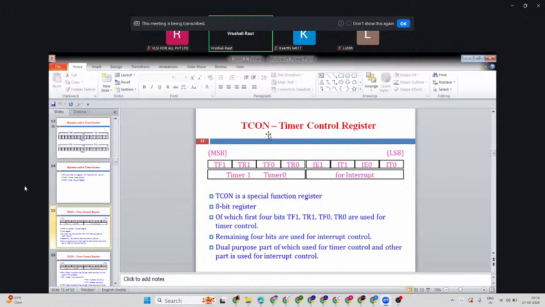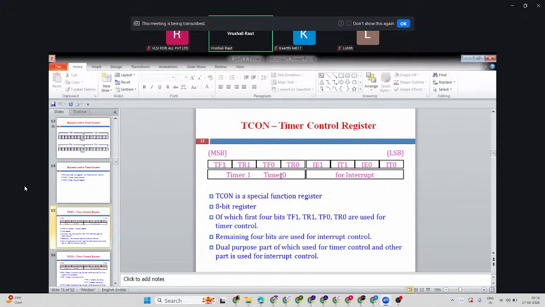We have timer 0 and timer 1. For this timer 0, we have 2 bits. What? TR0 and TF0. This is the flag bit and this is the timer run bit. TF0 and TR0, this is the flag bit and this is the run bit, for timer 0. Similarly, for timer 1, we have TR1 and TF1.